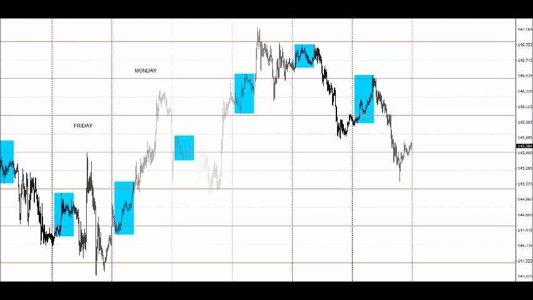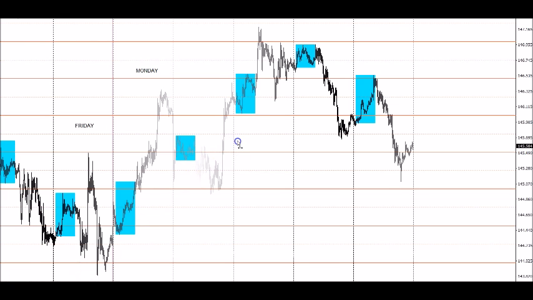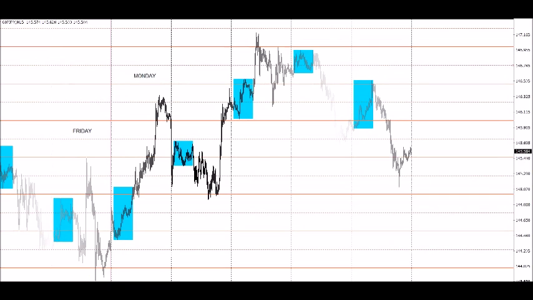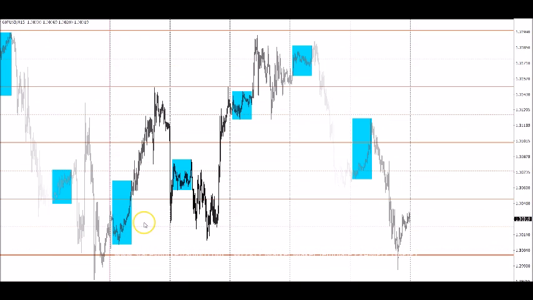We'll pop this over to the pound. Just move this up. So we see the pound, the same similar pattern on the pound. We saw the aggressive stop hunt to the downside, then to the upside, then to the downside again on the pound, demonstrating that level 3 vertical stop hunting, aggressive on both sides.